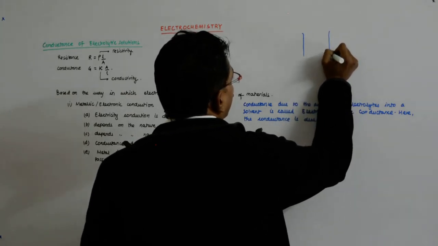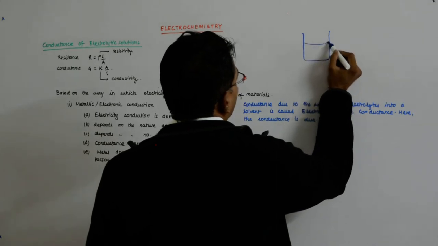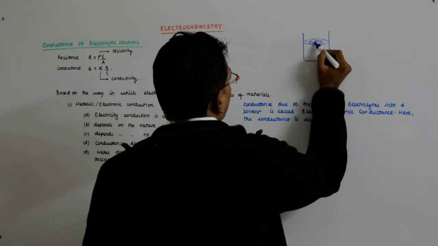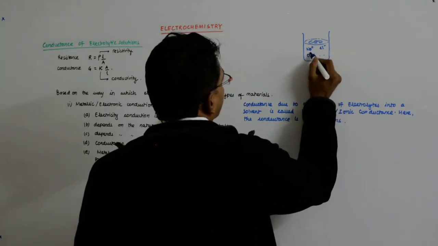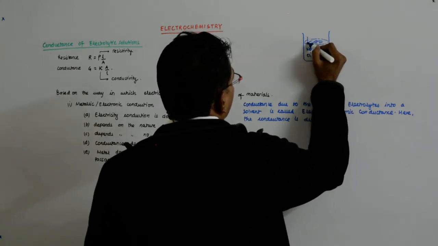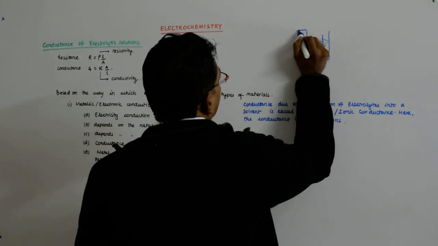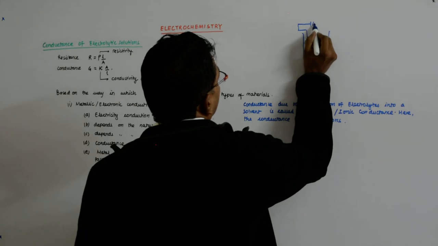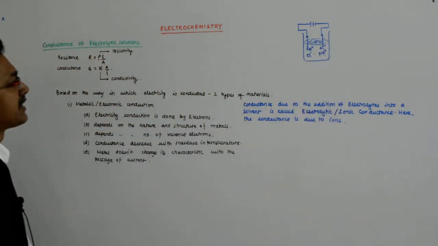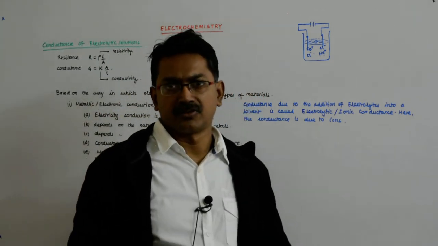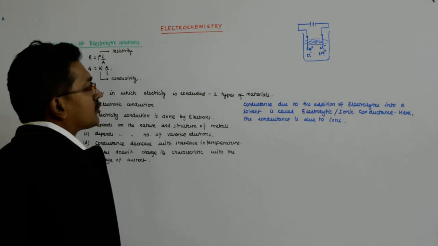If there is a beaker with water in it, and I add NaCl to it, what happens? It splits into Na plus and Cl minus ions. And if there are electrodes in this water, then these ions have a tendency to migrate to the oppositely charged electrodes. So the negative to the positive, positive to the negative. Okay, now this conductance depends on so many things.